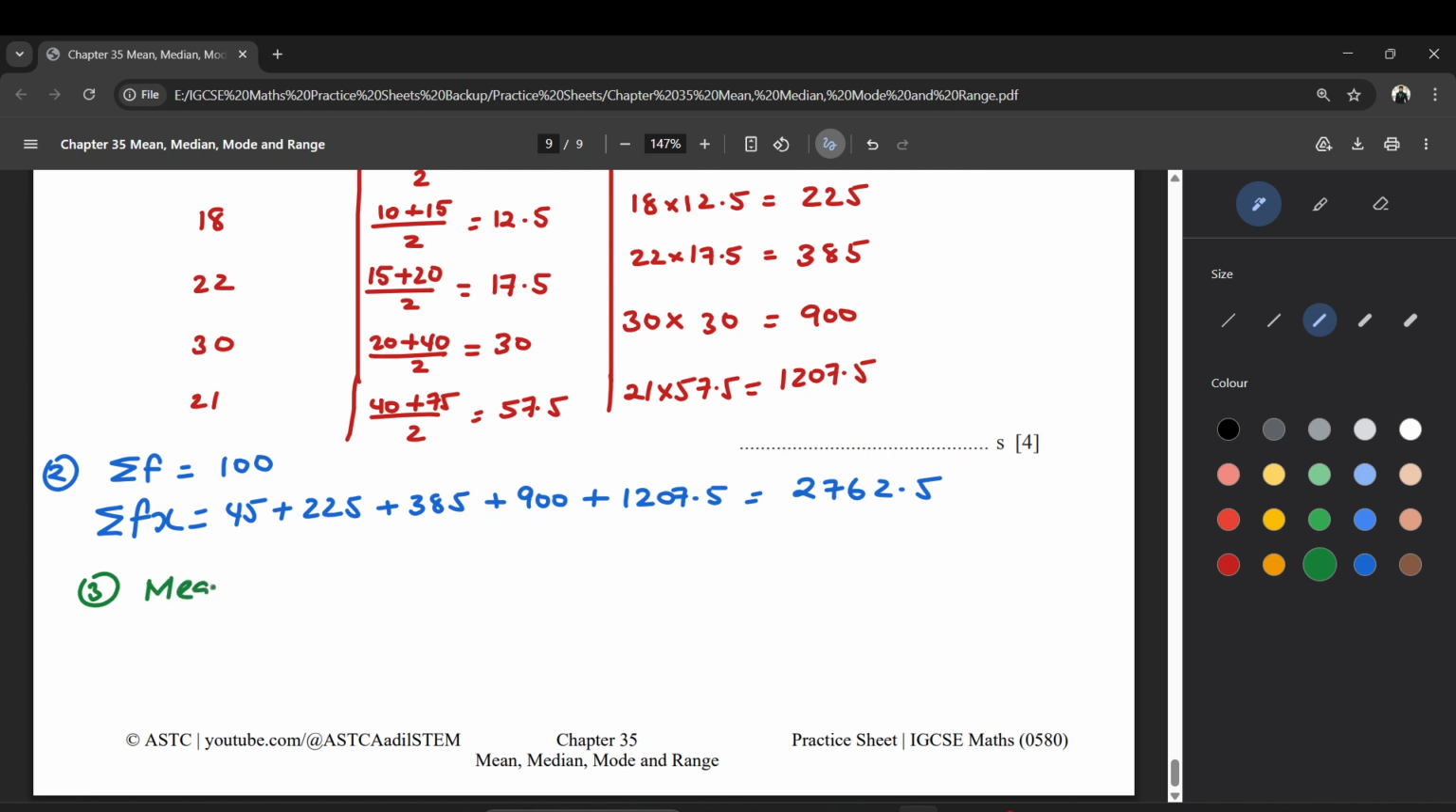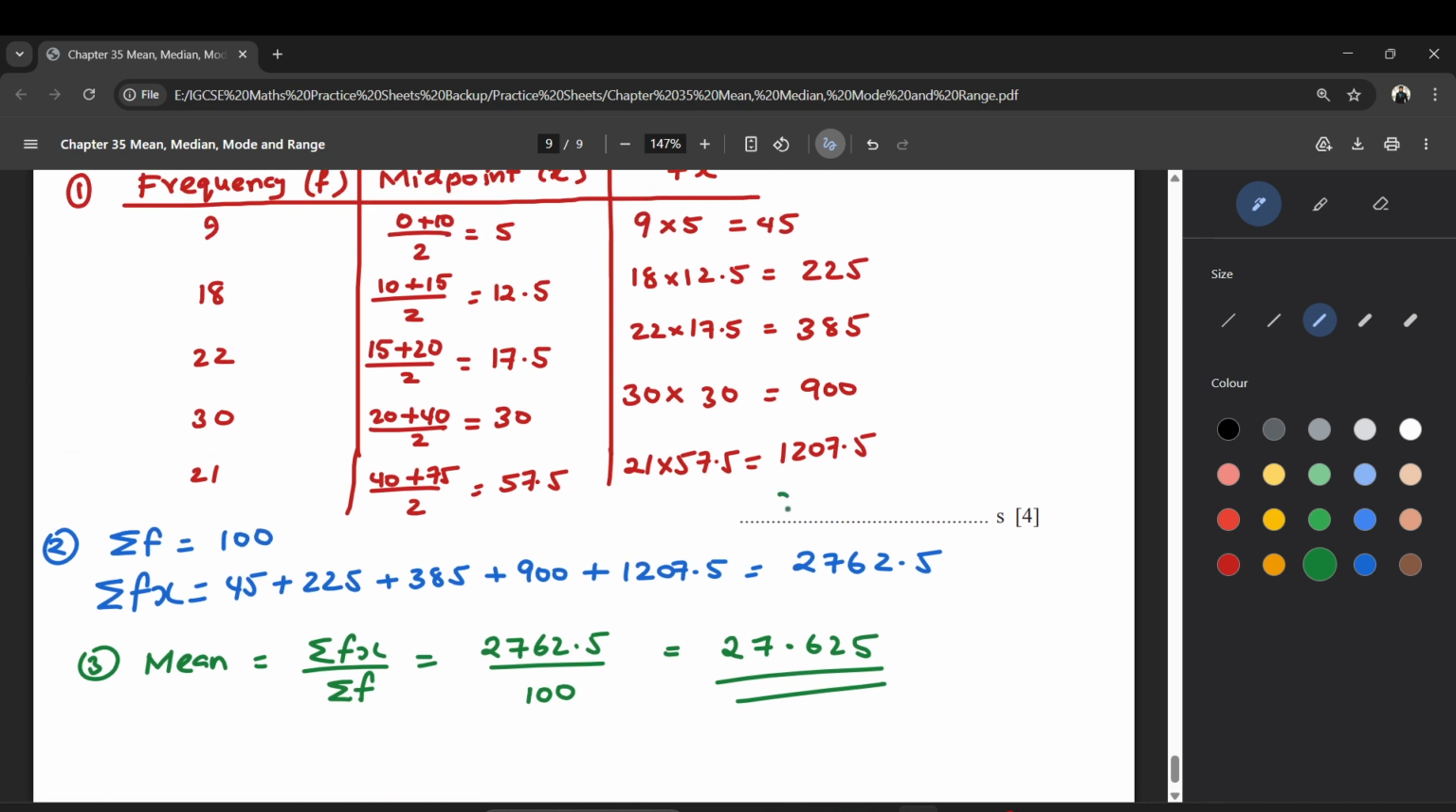Now the last step will be mean is equal to sigma fx divided by sigma f. Sigma fx is 2762.5 divided by 100. So here we can just shift the decimal point. So my answer will be 27.625. Do not round this answer because this is already an exact value. So you don't have to round this value. So we are going to write down the exact same thing over here.